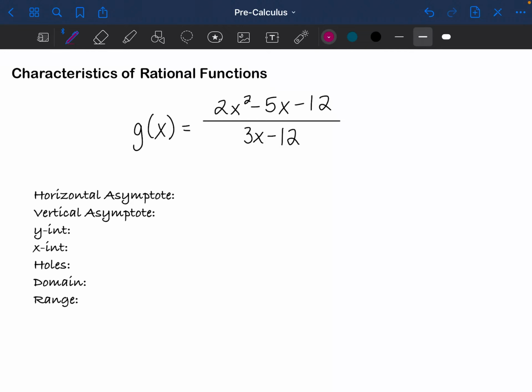Here we go. Let's find some characteristics of rational functions. This can sometimes be like a whole process, but just go one piece at a time. I like to start with the horizontal asymptote.